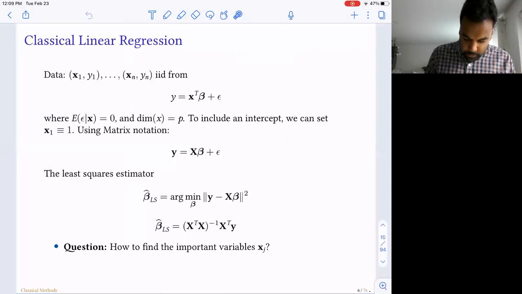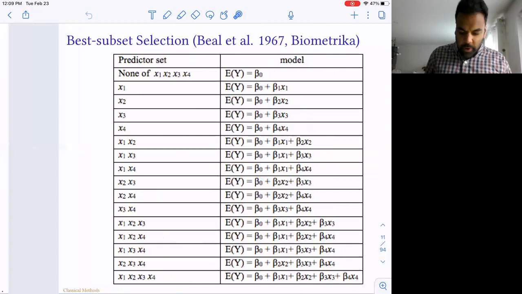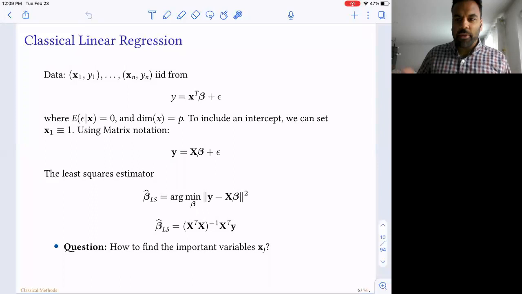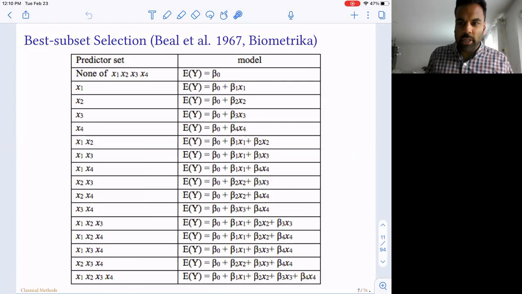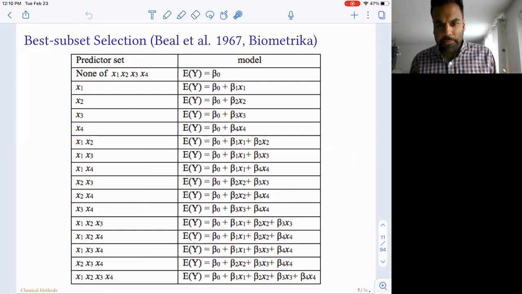Okay, so one question that arises from this, if you have collected many X variables, is how do you find the important ones? Classically, one of the original methods in variable selection was called best subset selection, from Beale et al. in 1967. Basically it's an exhaustive approach, where you fit all the different possible combinations of the predictors, and then come up with some sort of criterion to check which one is the best fit.